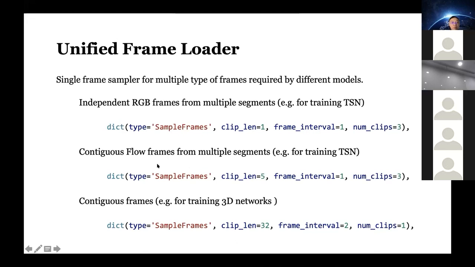And if you want to have contiguous flow frames for multiple segments, then you can just change the parameters of clip length and the number of clips. And finally, if you want to train a 3D network, you want to sample frames very densely, so you can set a larger number for the clip length, which means that each snippet will contain 32 frames. And now we only want to extract one single clip from this video. So by specifying those different parameters, you can very easily tune or change the way that you sample information from the video.